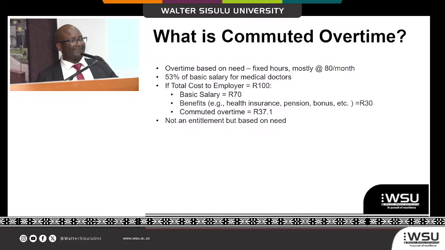So if a person is getting paid 100 rands, I'm using South African currency, as a total cost to employer on the letter, the basic salary will be 70 rands. The commuted overtime will be 53% of that 70 rands, not of the 100 rands. So that will amount to about 87 rands. So that really is what commuted overtime generally is, and that is a contentious issue. Now, the impression is that there are more health professionals or medical doctors, because it's mostly limited to medical doctors, then we should change how this works.